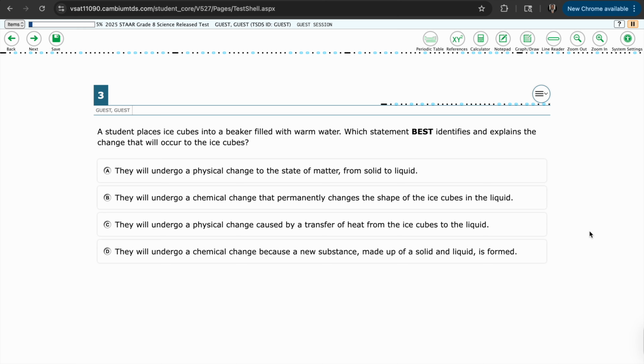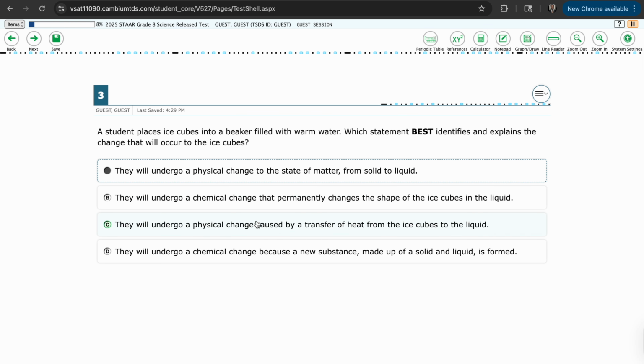Well, let's see. Is heat flowing from the ice cube to the liquid or from the warm water to the ice cube? Let's think about it. If heat is flowing from the ice cube to the liquid, that means the ice cube is warming up the water. But ice can't do that. Ice is cold. So therefore we can deduce that A is a better choice.